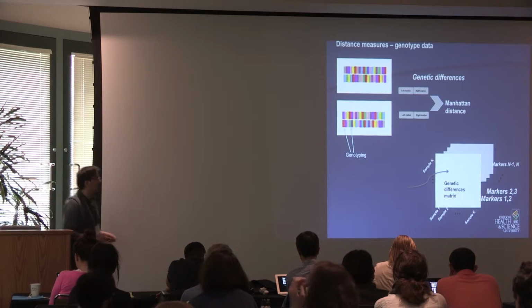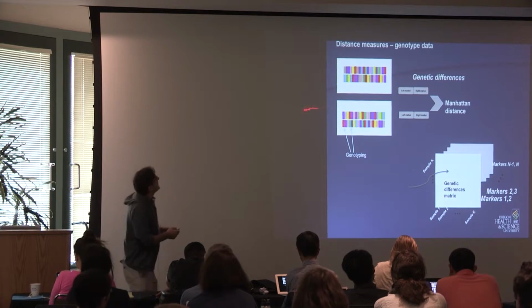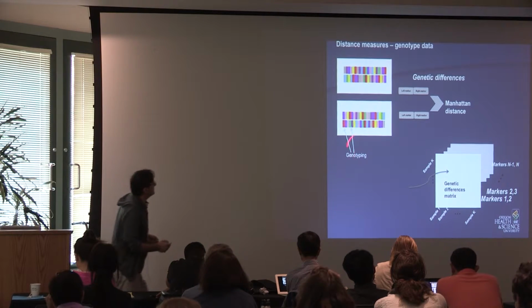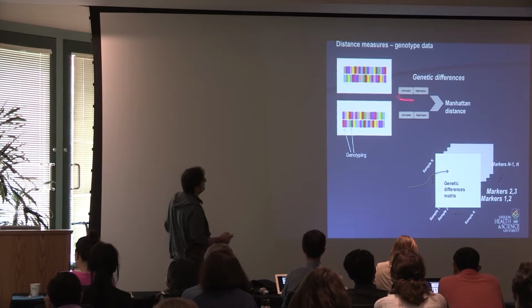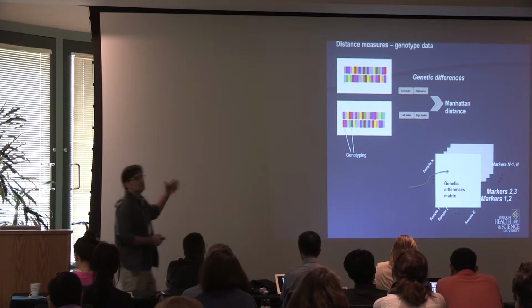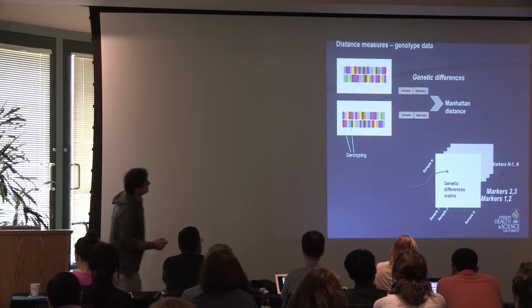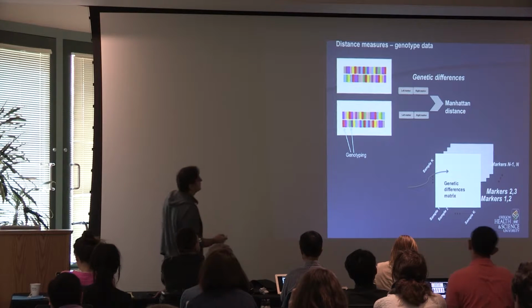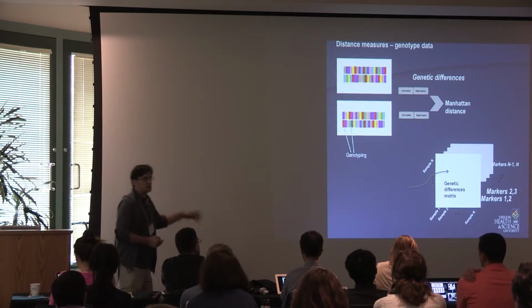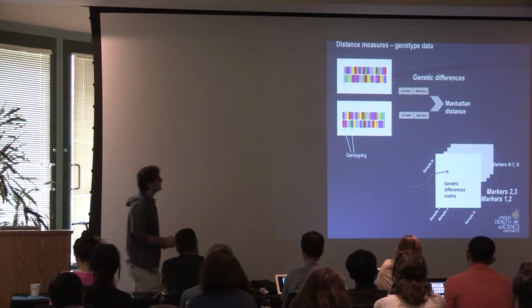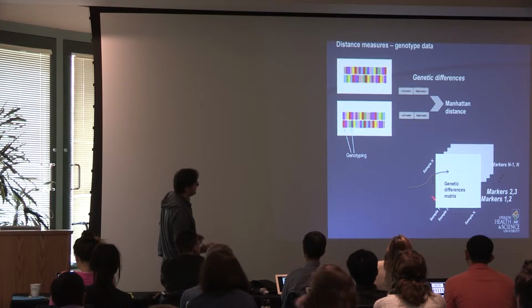Okay, so back to distance measures now. You have two genomes, and you genotype these animals, so you have a whole bunch of genotype data. You compute the genetic differences. The way I do it is the simplest possible way: I encode each allele as 0, 1, or 2 and compute the distance between them. So you end up with a genetic differences matrix.